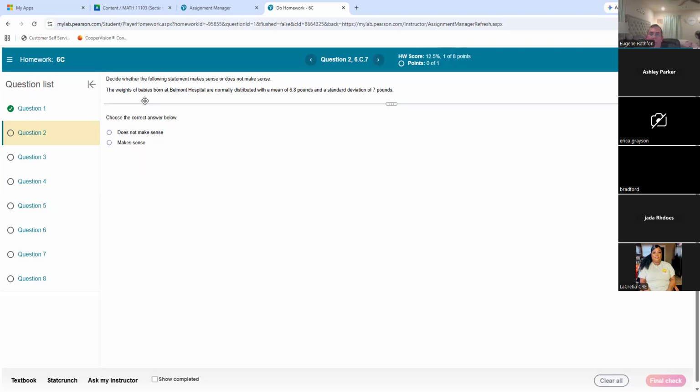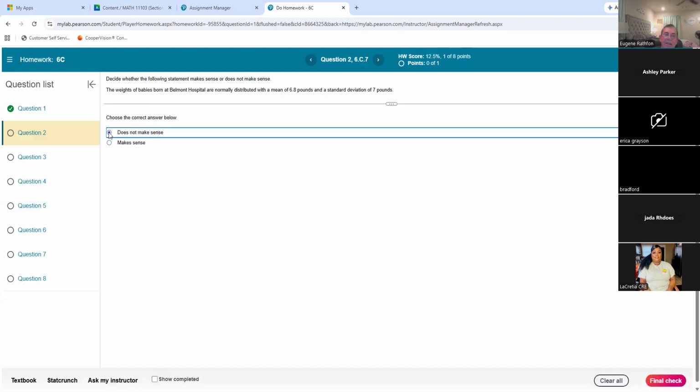And y'all, I'll tell you what I'd be looking at on this. They're saying the standard deviation is 7 pounds. Well, the average they got was only 6.8. So how could a standard deviation be higher than the mean? So y'all should definitely say on that one that that just does not make sense.